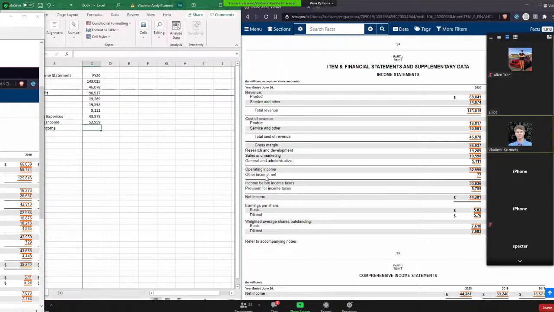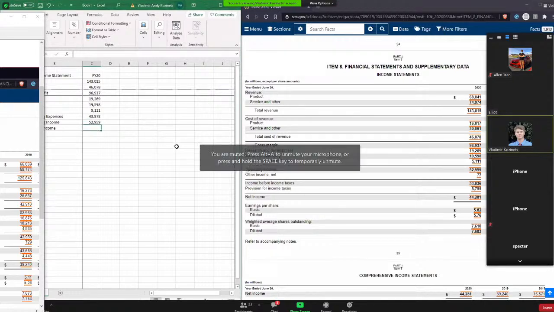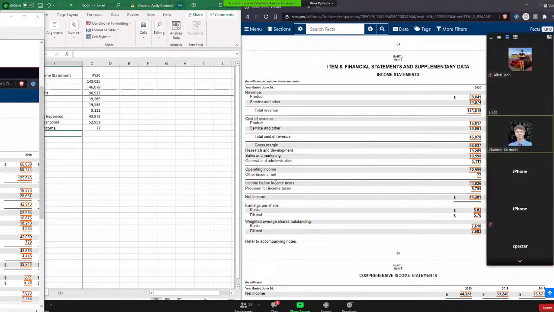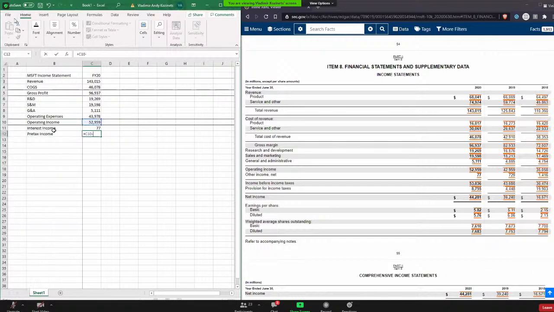So here it says other income, and beneath that it's income before income tax. So I would believe that this other income would be interest income. So that's 77. And pre-tax income is what I would call income before income taxes. So that would be operating income plus interest income. And let's see, 52,882.